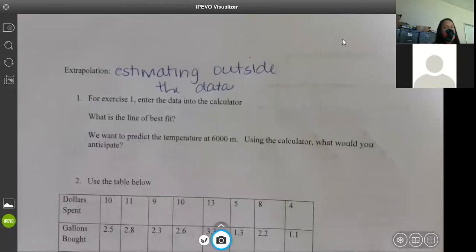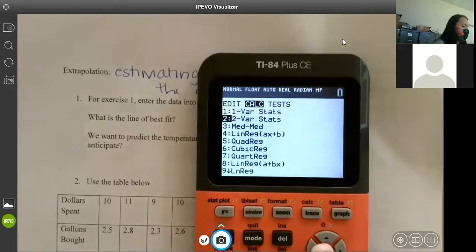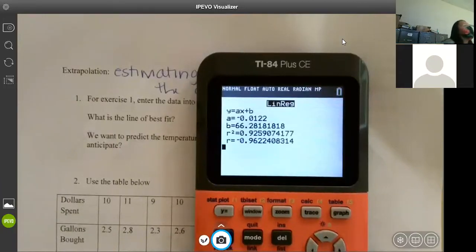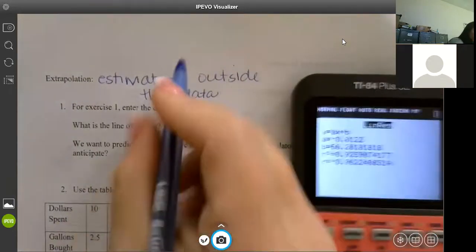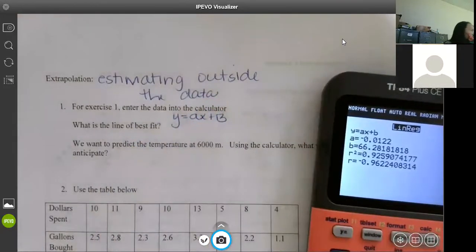All right, so then it says on number 1, enter the data into the calculator. We already did that. What is the line of best fit? What you have on your calculator is the line of best fit. If you cleared it out or your calculator turned off, remember stat, calc, linear regression, okay? Hit enter until it gets there. You have the equation at the top. Ours is mx plus b, which is fine.